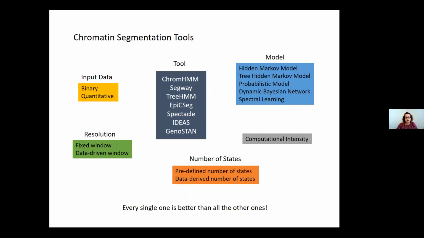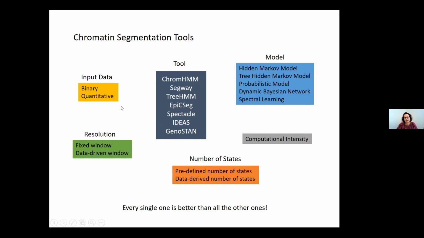There are quite a number of chromatin segmentation tools, and I've named some of them here in the middle, but this is by no means a complete list. And those tools actually do relatively different things. For one, they use really different models to go from chromatin modifications to chromatin states. So this is one of the major differences. But they're also different in the way they treat the input data.